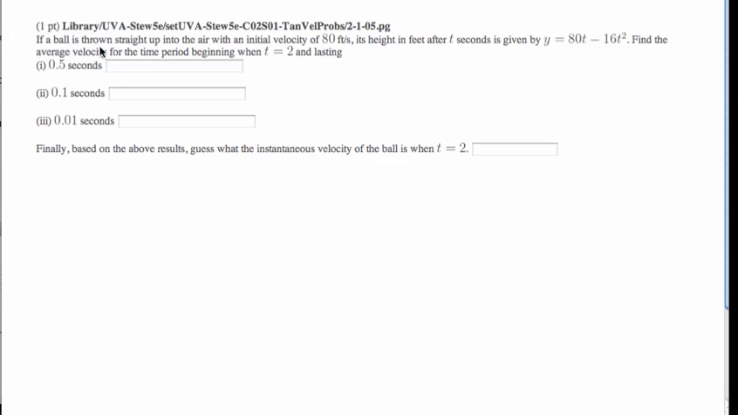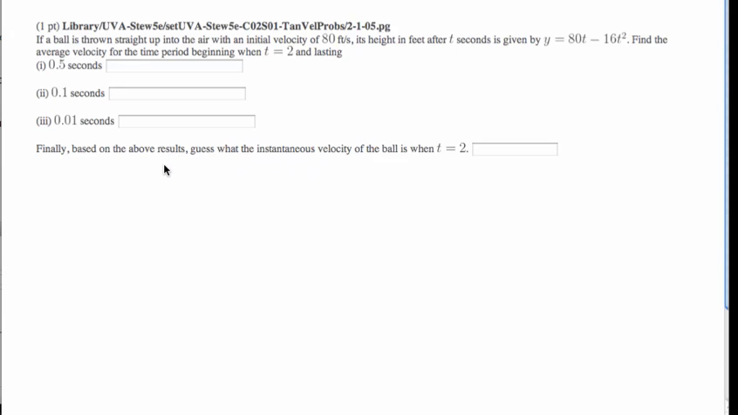The setup here is, if a ball is thrown straight up into the air with an initial velocity of 80 feet per second, height in feet after t seconds is given by this formula. First of all, find the average velocities for the time period beginning when t equals 2 and lasting 0.5 seconds, 0.1 seconds, and 0.01 seconds. And then we're going to use that to guess the instantaneous velocity at time equals 2.